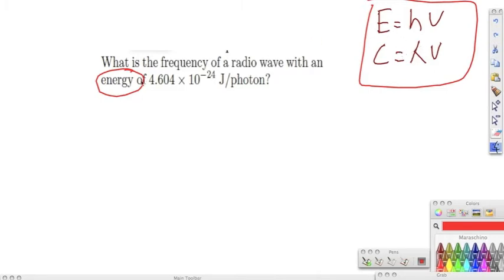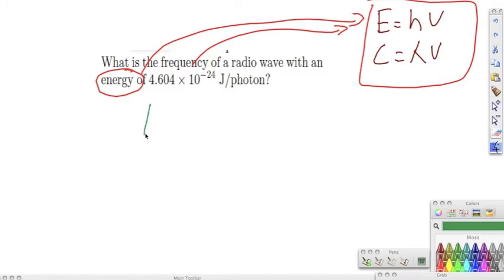Okay, but this one's talking about energy, and it's talking about frequency. So if it talks about energy and frequency, we're going to use our first equation, where we have energy equals our frequency times Planck's constant. Now, Planck's constant is 6.63 times 10 to the negative 34th. Okay? And it's times frequency, which is that. And it's asking us for the frequency.